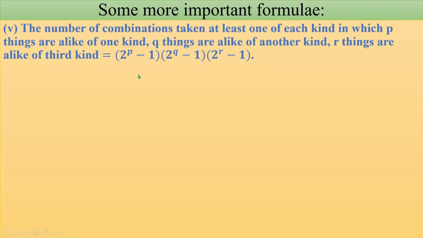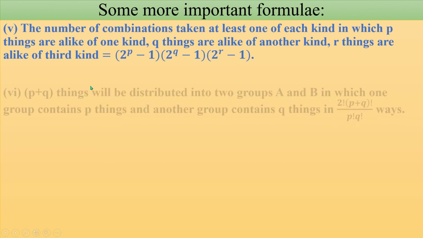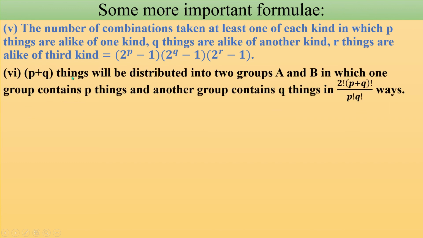Some more important formulae. The number of combinations taken at least one of each kind, in which P things are alike of one kind, Q things are alike of another kind, and R things are alike of a third kind, is equal to (2 to the power P minus 1) into (2 to the power Q minus 1) into (2 to the power R minus 1). Number 6: P plus Q things will be distributed into two groups A and B, in which one group contains P things and another group contains Q things, in 2 factorial into (P plus Q) factorial divided by P factorial into Q factorial ways.